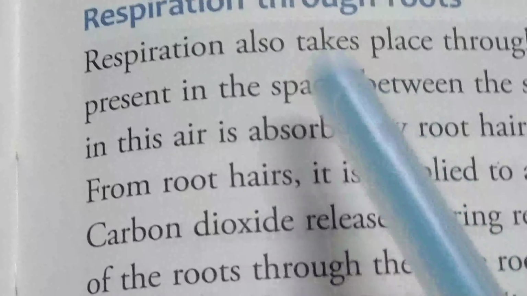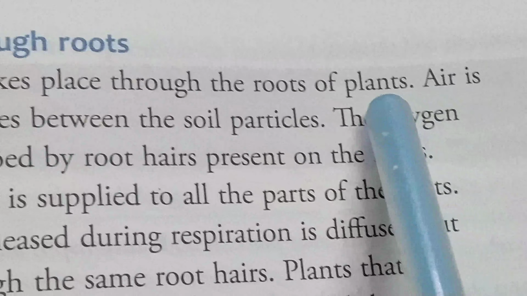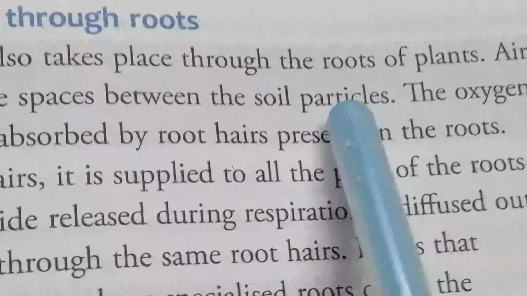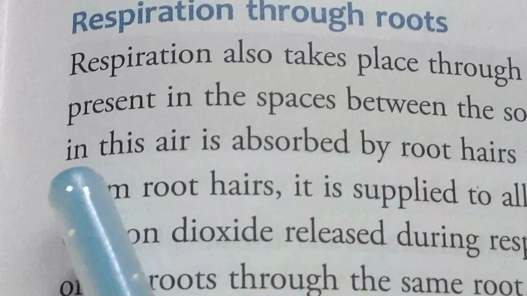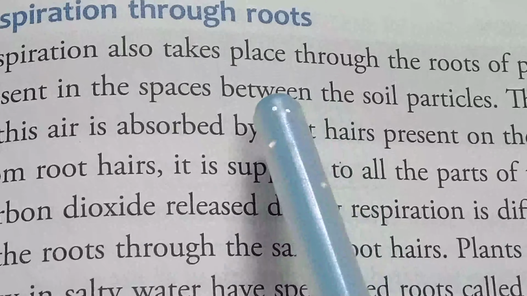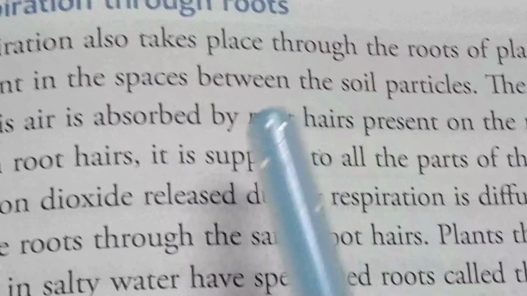Next, respiration through roots. Respiration also takes place through the roots of plants. Air is present in the spaces between the soil particles. The oxygen in this air is absorbed by the root hairs present on the roots. So all of you know, between the soil particles there are gaps and air is present there. That's why roots are able to consume oxygen through root hair, which is present in the soil.